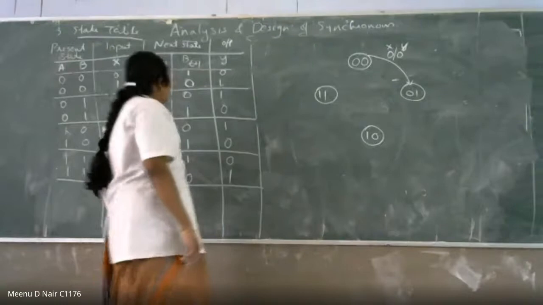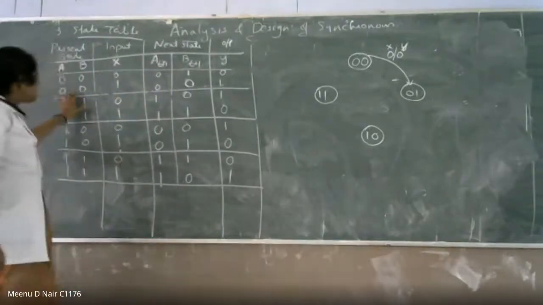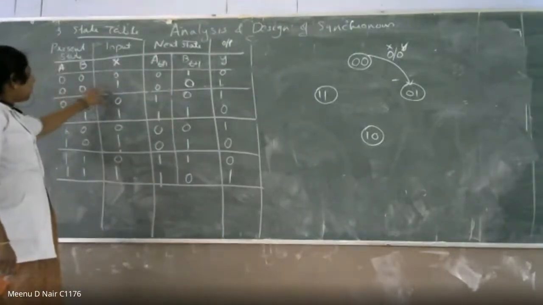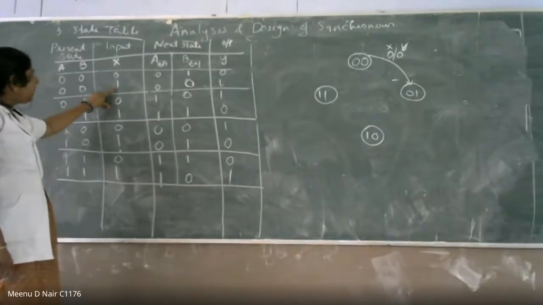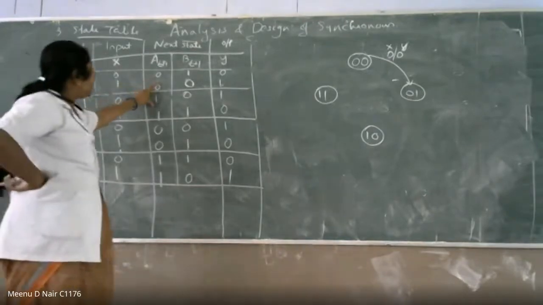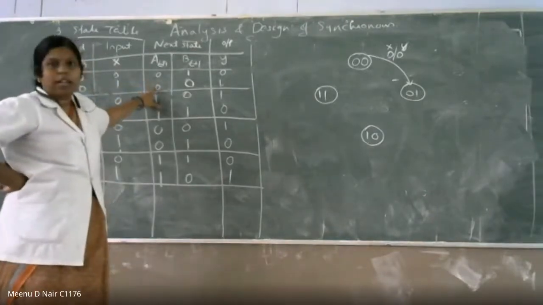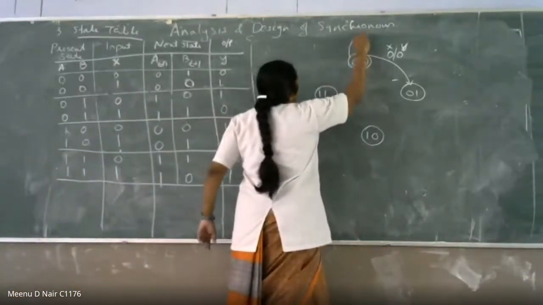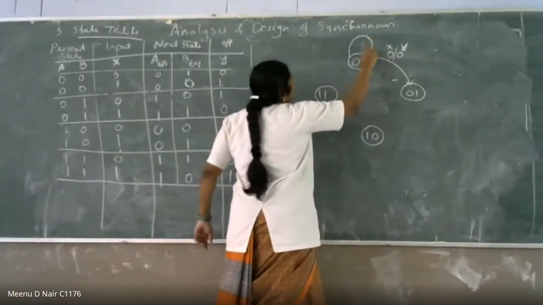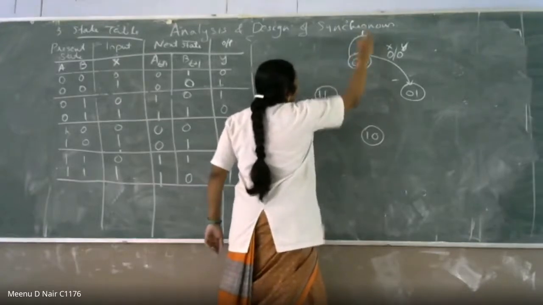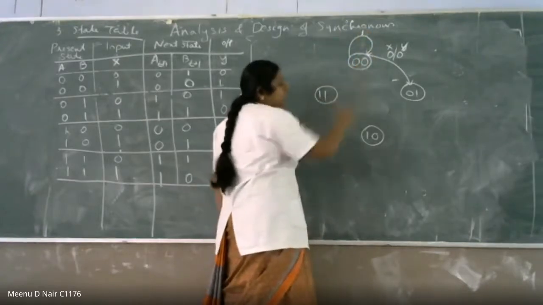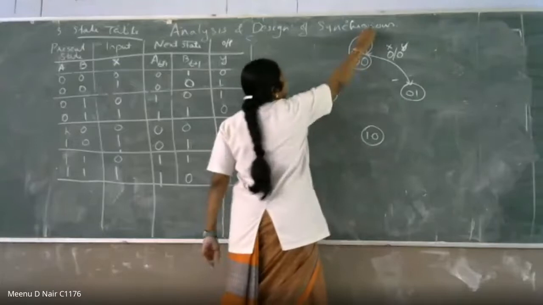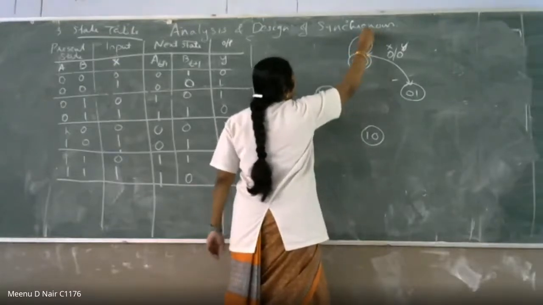So, what is the second step? 0, 0 is a present state. If you are giving input as 1, it will be moved to the next state also 0, 0 only with an output 1, right? So, you can draw it like this. If you are giving input as 1, it will be moving to the next state as 0, 0 only with an output 1.